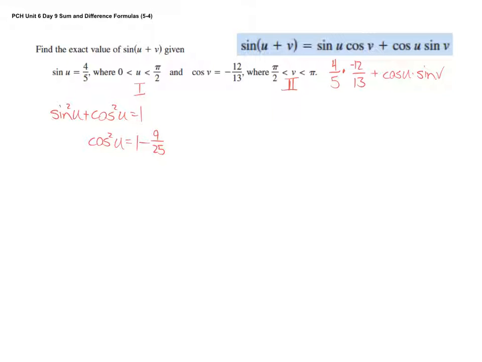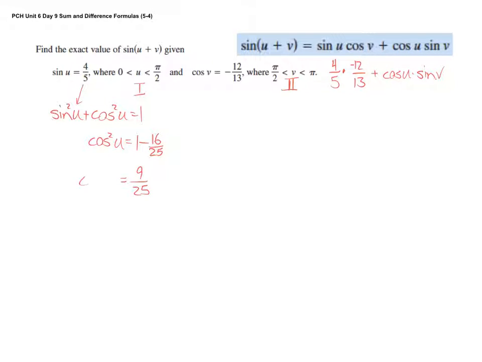We squared 4/5. Sine squared, okay? Wouldn't that be 16 over 25? Oh wait, yeah, 16, sorry. I was getting ahead of myself. When I subtract 16/25, what do I get? 9/25. There we go.